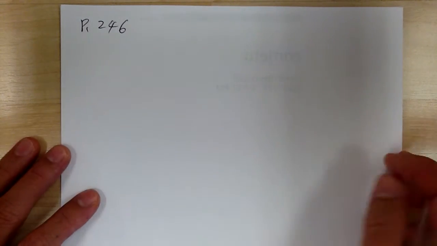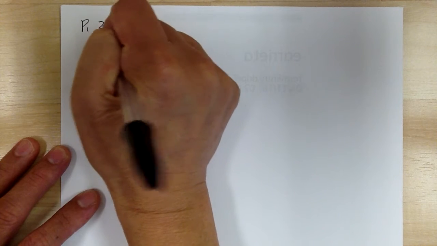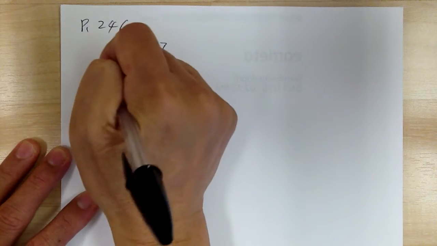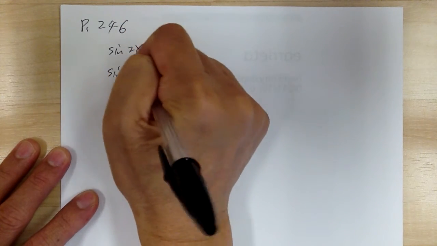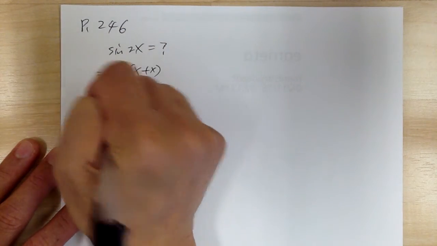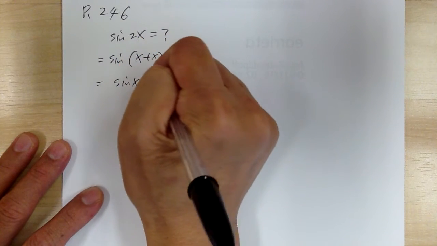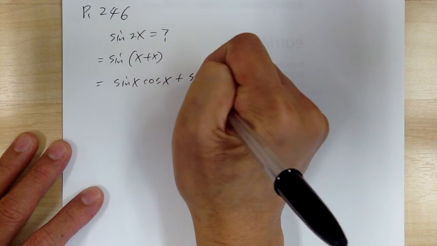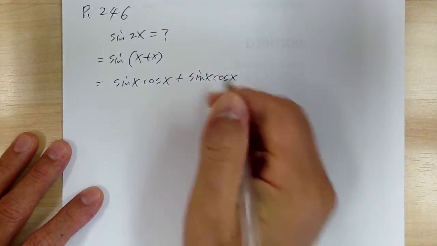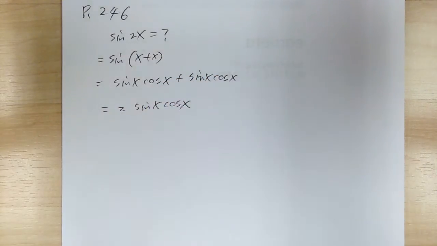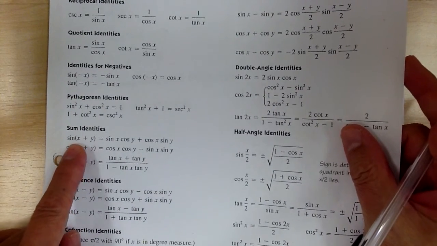So the double angle formula. You have sine of 2x. What does this equal to? Well, what they do is they break it down. So 2x is equal to x plus x, and then they use the sum identity. So this is equal to sine x cosine x plus sine x cosine x, and therefore this is equal to 2 sine x cosine x. That's where this came from. So instead of x plus y, they get x plus x, and that's how you end up with these.